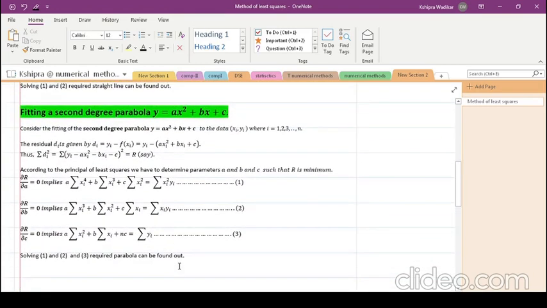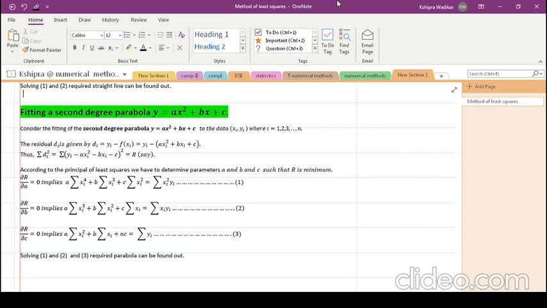Now let us discuss how to fit a second degree parabola y equal to ax square plus bx plus c. Let the data set given to us be (xi, yi) for i equal to 1, 2, 3 up to n. The residual di is given by yi minus f of xi, that is yi minus (axi square plus bxi plus c). Let us calculate di square, and summation di square is, say, R.